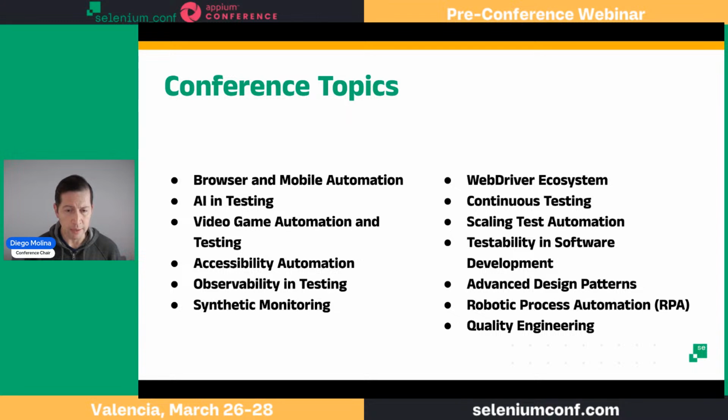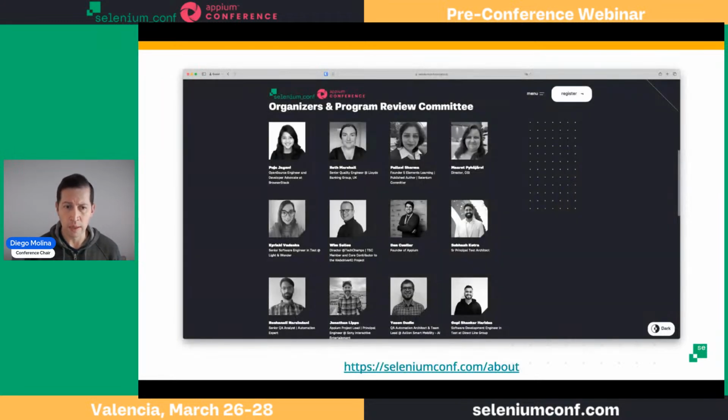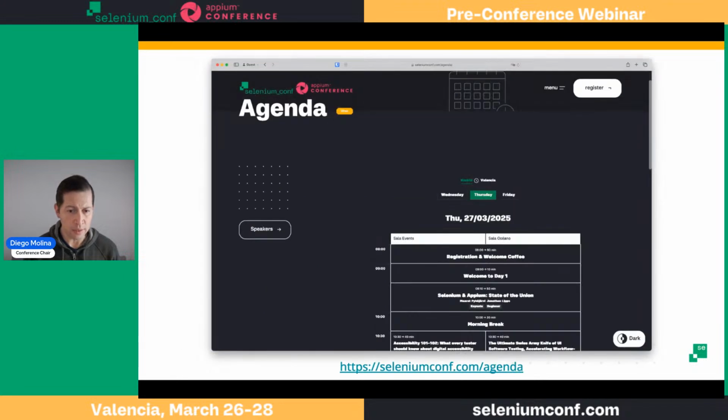We have this really good set of topics and talks because we have a great program review committee and organizers who help us to review over 200 talks that we got as proposals. And thanks to them, we were able to select a very good final set of talks that we're going to have at the conference. And you can already have a look at them at the agenda.